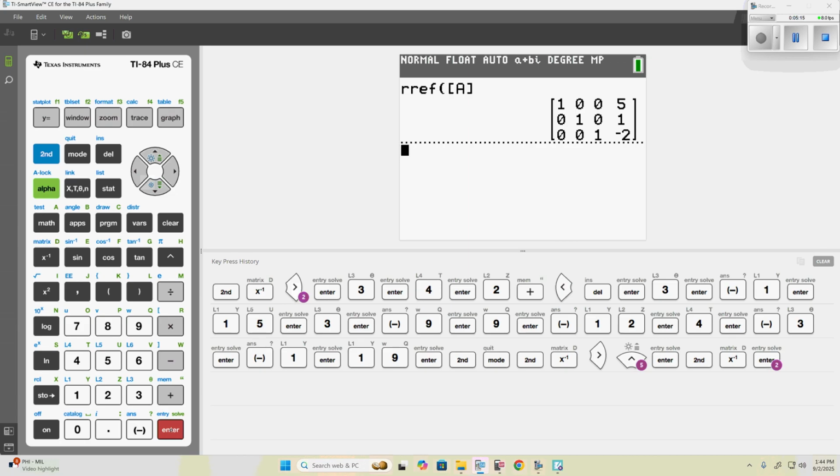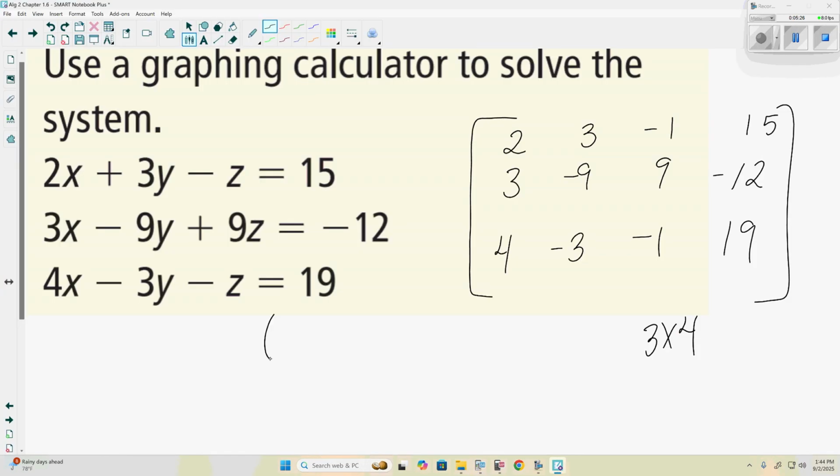So, were we all able to get this? That last column, top to bottom, is x, y, z. So 5, 1, negative 2 tells us that the correct answer for this is 5, 1, negative 2. And that's it. Questions on this?